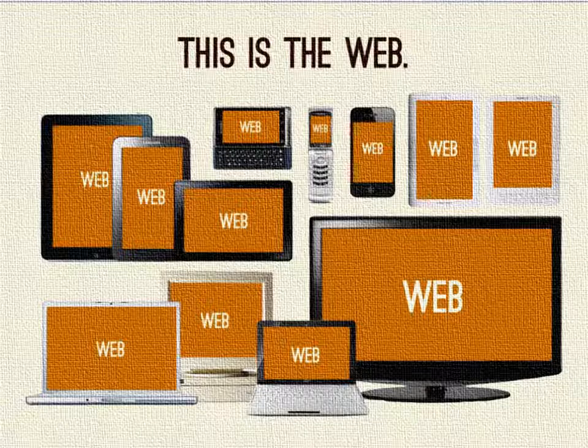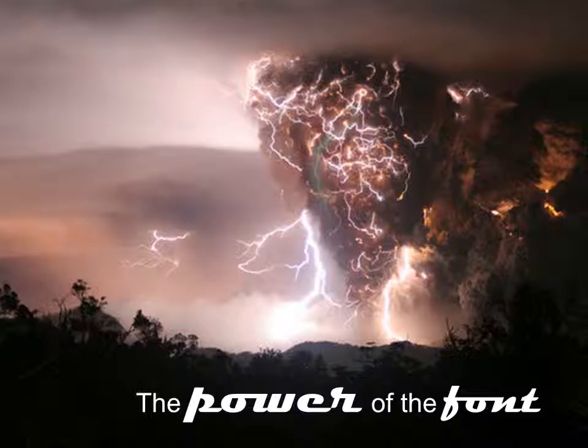Another great way to show a series is, look at this. The same word on lots of different devices really indicates how pervasive and different the web can be. The power of the font. Make sure that you choose the right font, a readable font. Now this is called Magneto. You can see Power and Font are called Magneto. Little harder to read, so be careful and use those judiciously.